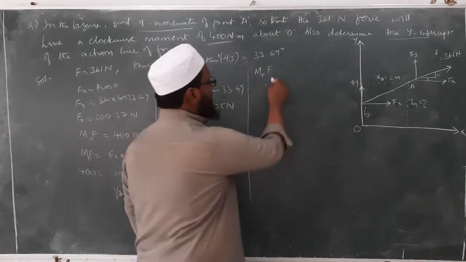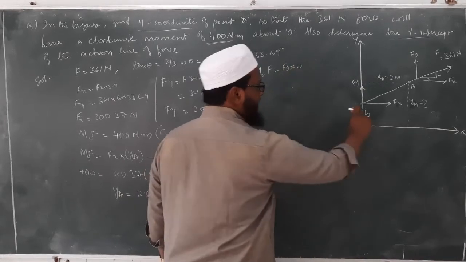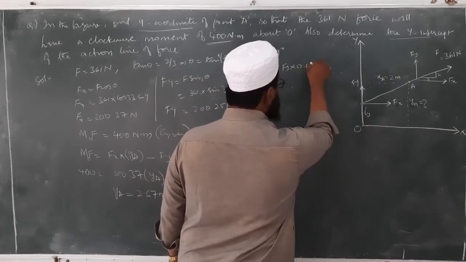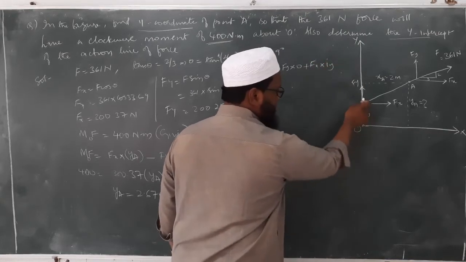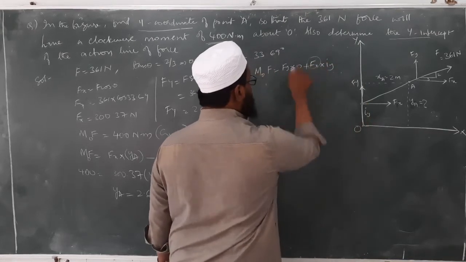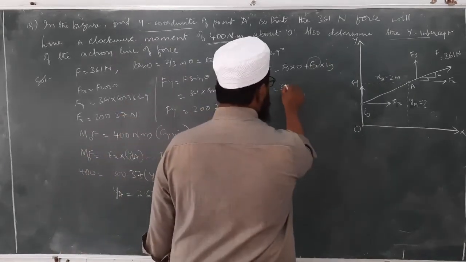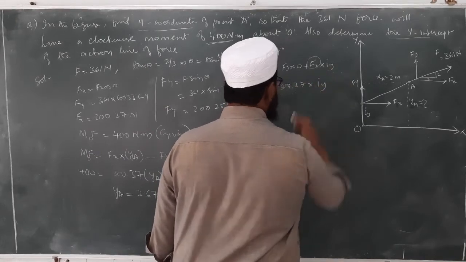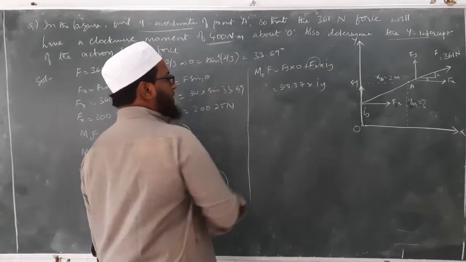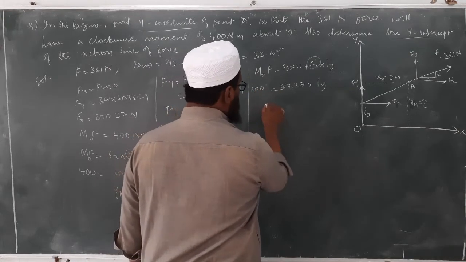So what I will do here? Fy into 0, isn't it? Then we have plus Fx into Iy. We don't know this distance. But we know Fx. What is Fx we have? The value of Fx is 300.37 into Iy, we don't know. But what about the moment we have? The moment is the same, that is 400. So what will happen to Iy now?